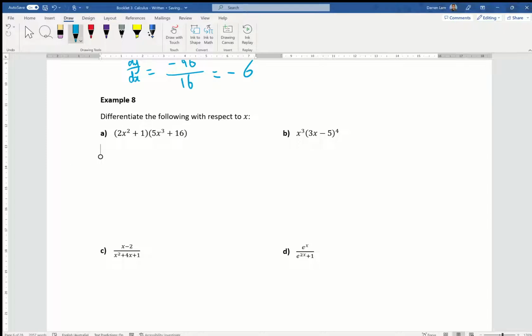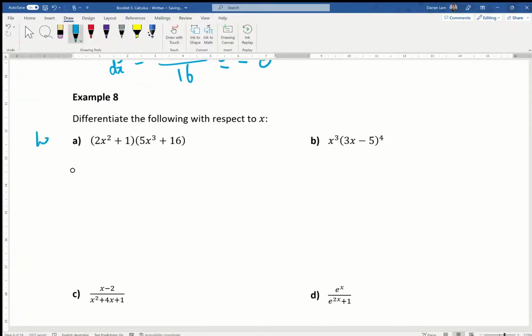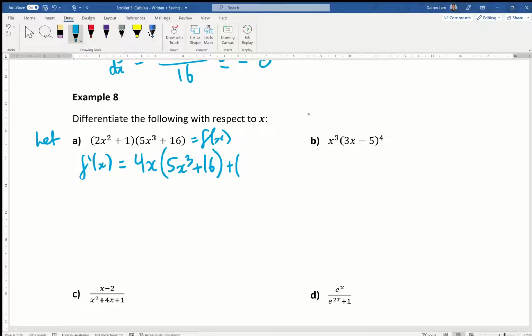I'm going to zoom in a bit. There we go. Let this equal f of x, and then f dash of x equals, I'm going to differentiate the first one, which of course gives me 4x, and I'm going to multiply that by the remainder, which is 5x cubed plus 16, and I'm going to add the original function, 2x squared plus 1, and multiply that by the differentiated second one, which is 5x squared.